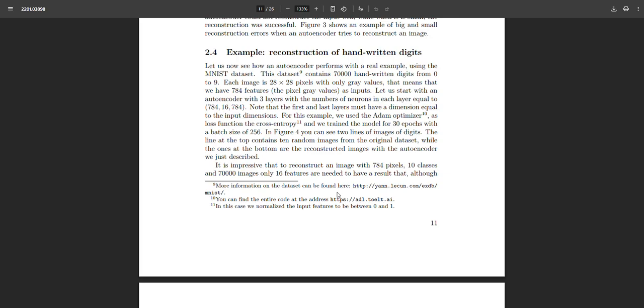Notice the small middle layer of only 16 neurons. The first and the last layer must match the input dimension of 784. We train this model using the Adam optimizer and cross entropy loss.